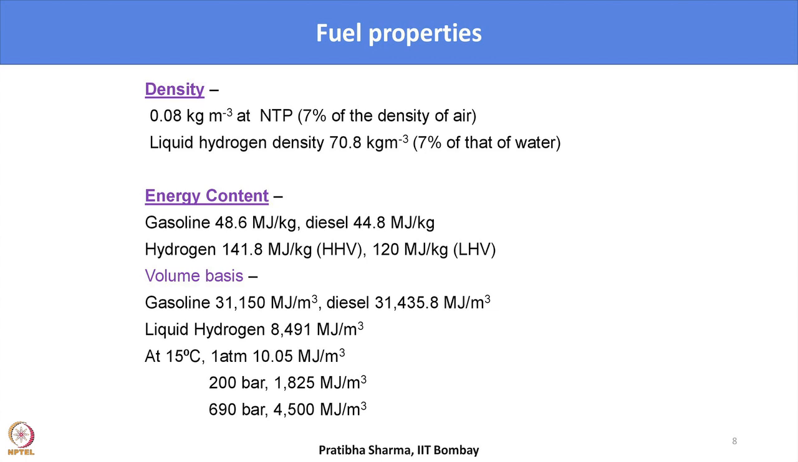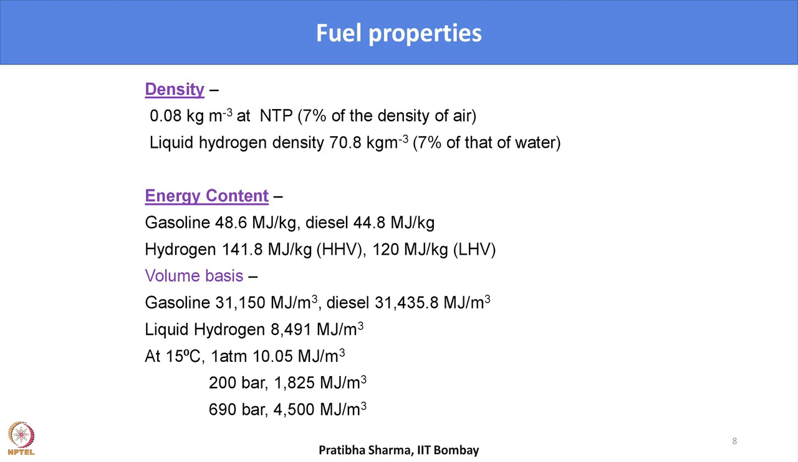That means hydrogen has the highest energy content on a per mass basis, but the situation is different when we consider the volume basis. The amount of energy contained in a given volume of fuel, the energy density, is very low for hydrogen. For hydrogen at a temperature of 15 degrees centigrade and 1 atmosphere, this value is 10.05 megajoule per meter cube. However, for gasoline, this is 31,150 megajoule per meter cube. Liquid hydrogen has a higher density, which is 8,491 megajoule per meter cube.